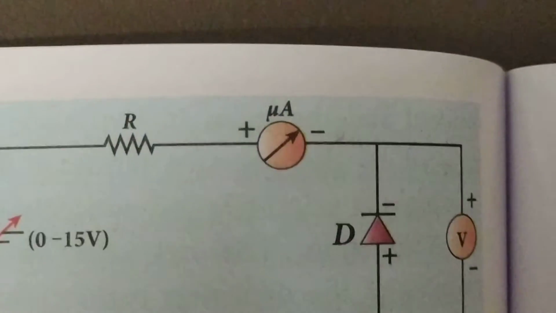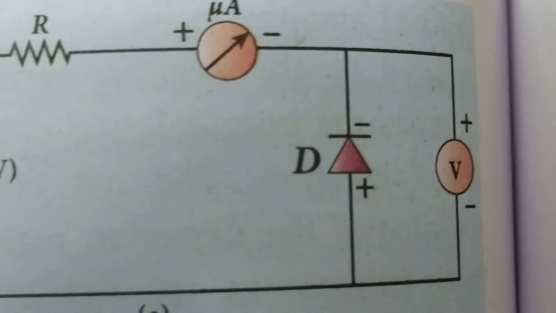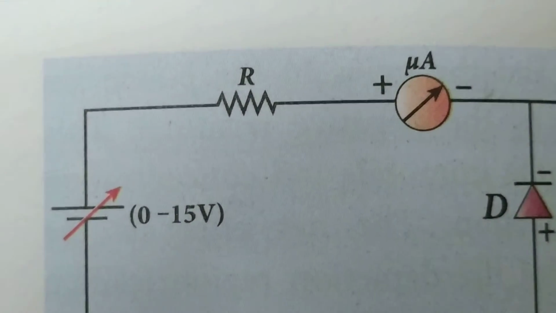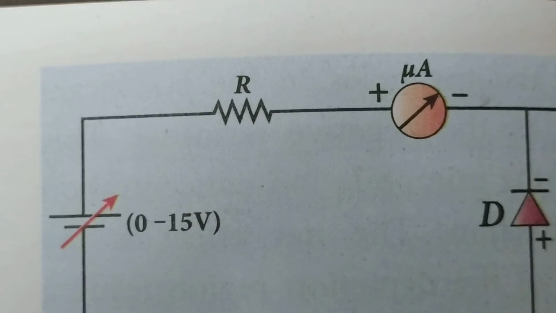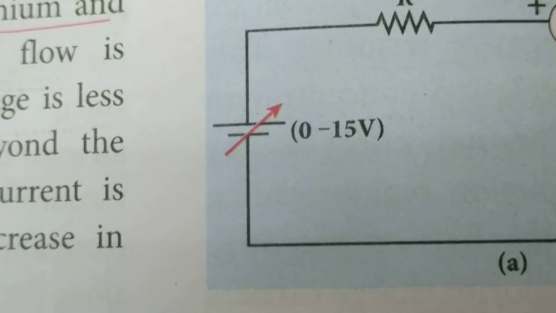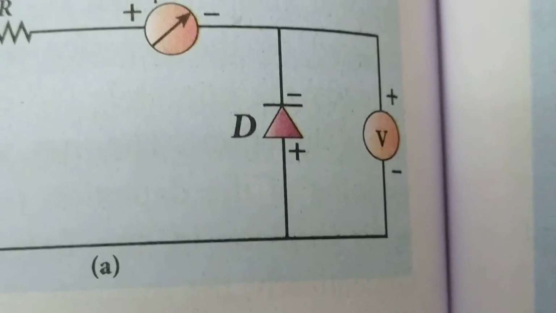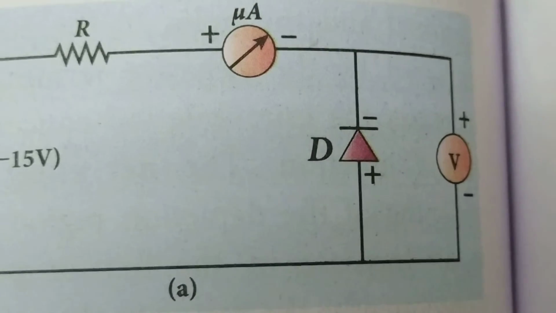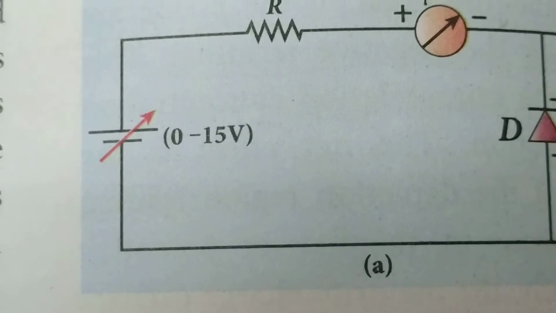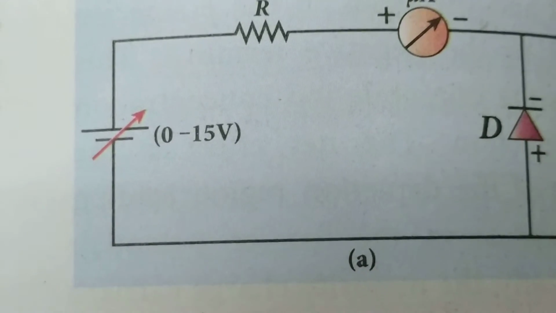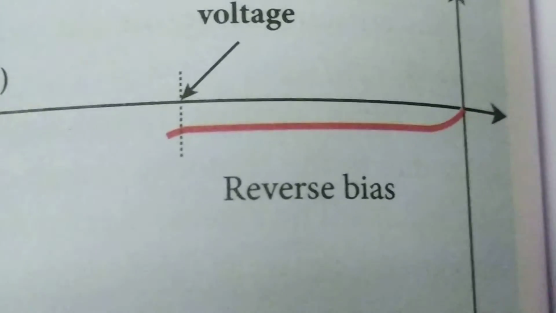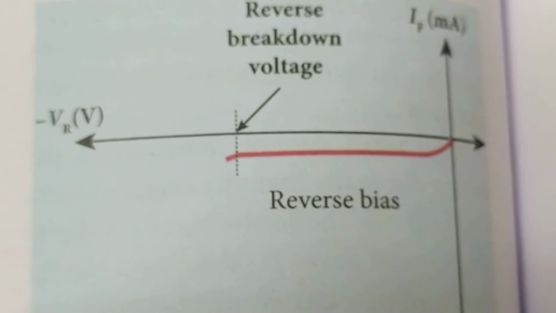When you see this diagram, the diode polarities are changed, and this is a microammeter because we are going to measure only a very small current. The milliammeter is replaced by a microammeter, and this is a variable voltage source of 0 to 15 volts. A voltmeter is connected across the diode to read the voltage. Usually the voltage is raised from 0 step by step, and we measure the current according to this voltage.